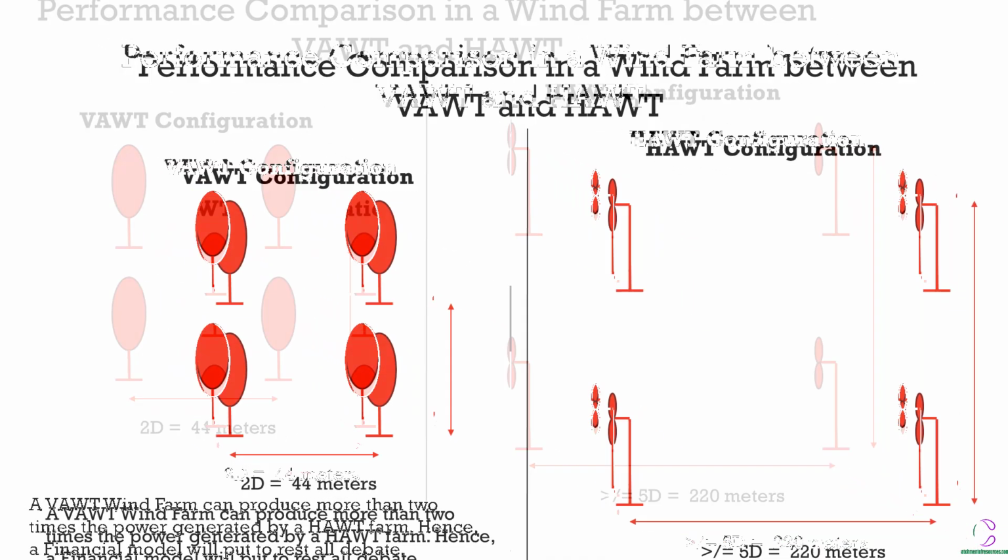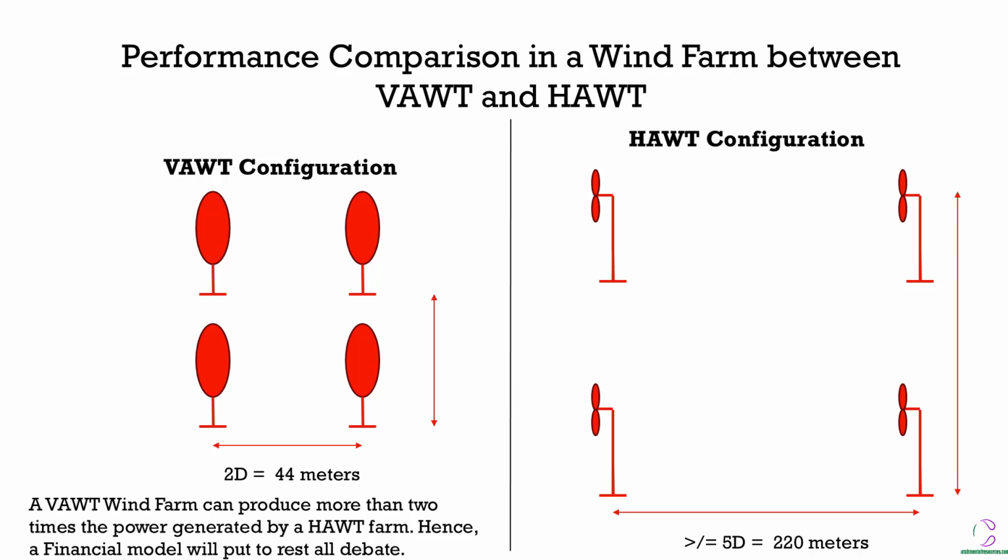So we can see that a VAWT wind farm can produce more than 2 times the power generated by a HOT farm. Hence, a financial model will put to rest all debates as to whether VAWTs, that is vertical axis wind turbines, should be adopted and mass produced for usage. But so far, they have shown promise.